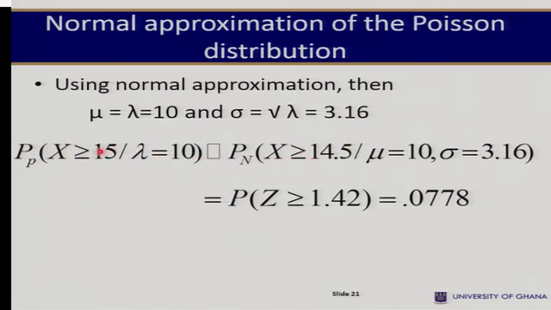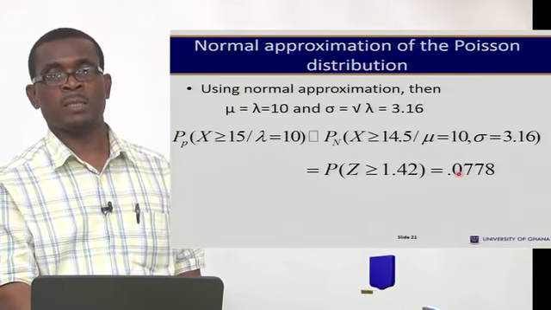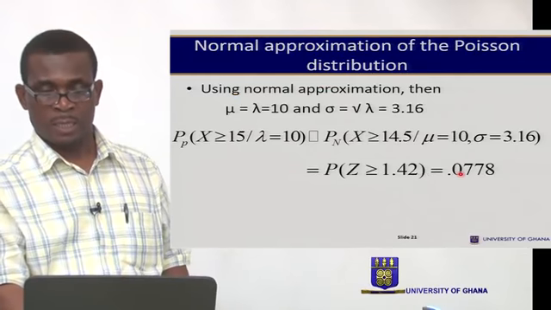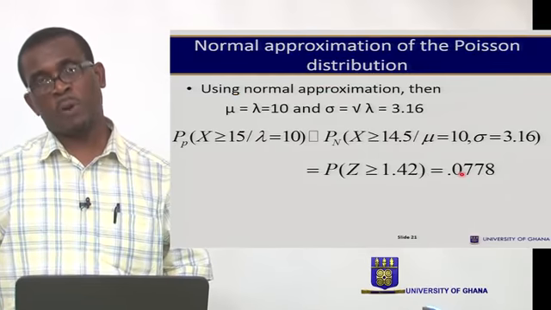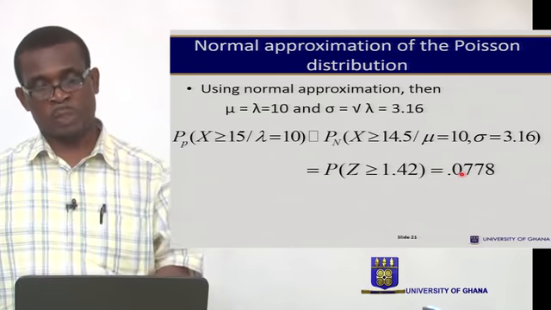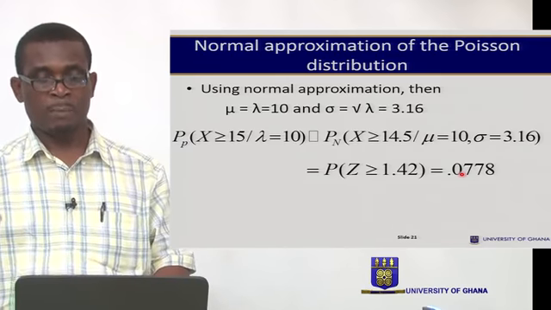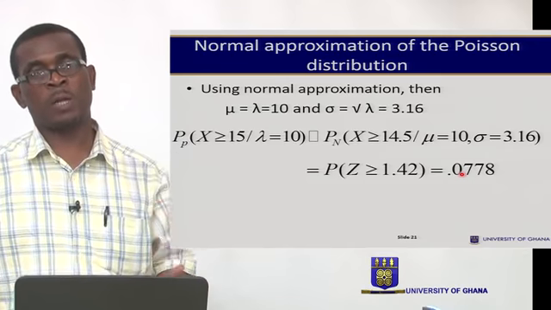So the Poisson probability can be approximated by the normal probability. Since greater than or equal to 15 means 15 is inclusive, we must subtract 0.5 from 15. So it is the probability of x is greater than or equal to 14.5. And when you calculate that, you get 0.0778, which is also close, approximately the same. It's 0.08 in both cases. So this is how you can use the normal to approximate the Poisson as well.